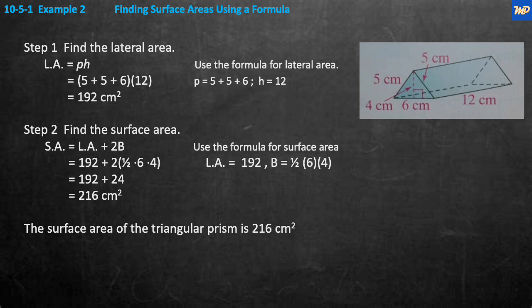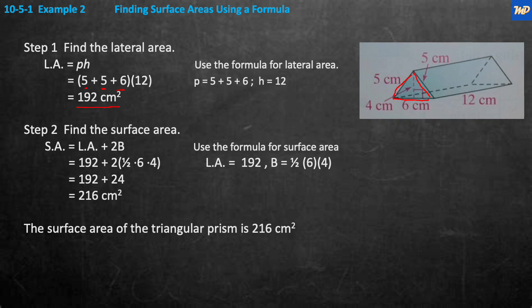Okay, example 2, finding the surface areas using a formula. Find the lateral area in step 1 here. What is the lateral area? LA is equal to the perimeter times the height. So remember, we look at all of these lengths here. The perimeter here is 5 and 5 and 6, and times the height, or the length of it, is 12. So we get 5 plus 5 plus 6 times 12. And that comes out to 16 times 12 is 192 centimeters squared.